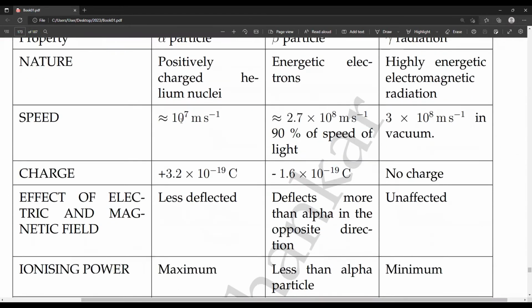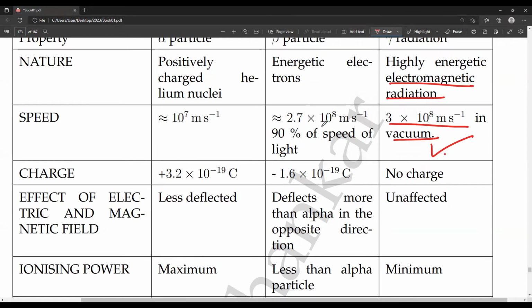This you don't need to know. Even if you don't know it, that's fine. But what you must know is the following. You know that gamma is electromagnetic radiation, and electromagnetic radiation travels with this speed in vacuum. So you're expected to know that.